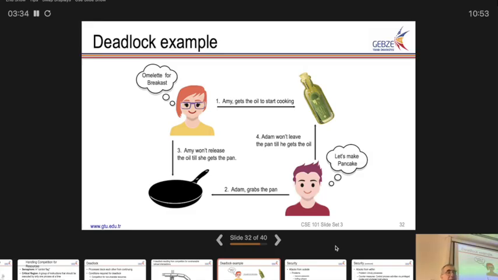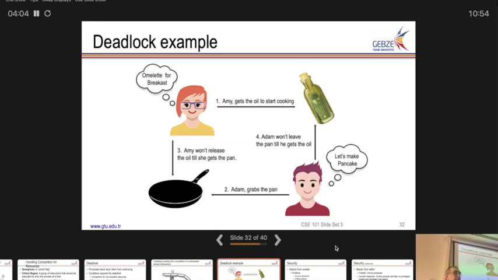Gets the oil because you need to make an omelette. But Adam says, let's make the pancake. He takes the pan, but in order to do the pancake, he needs oil. In order to do the omelette, she needs the pan. Do you understand? So this doesn't move forward.